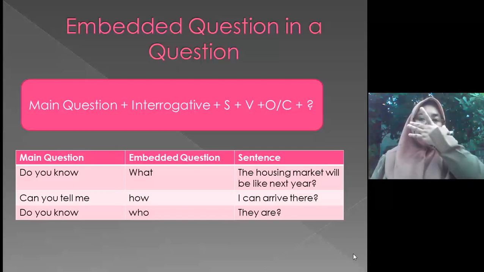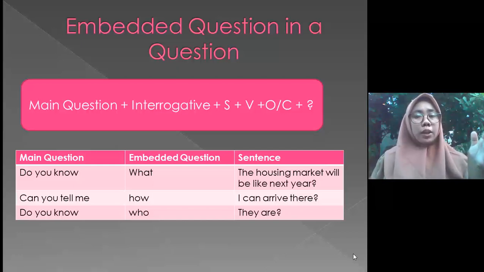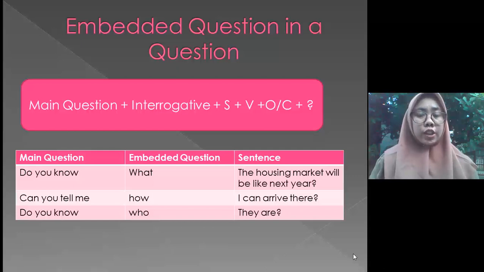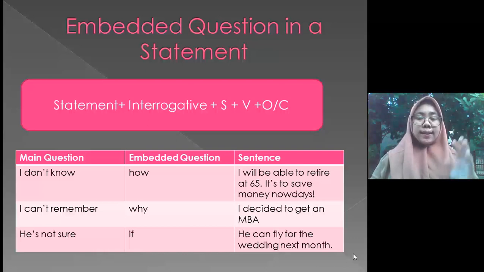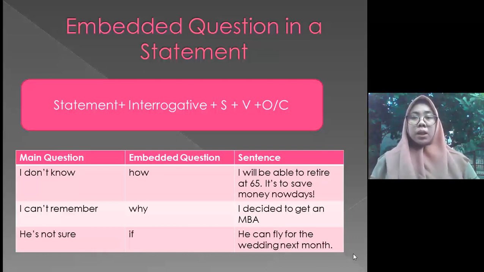In word order after a WH question, it is the auxiliary or to be, and after that the subject. But in the embedded question here, it is just followed by the normal sentence. Next one is embedded question in a statement. Okay, statement. The first question here, question in a statement.